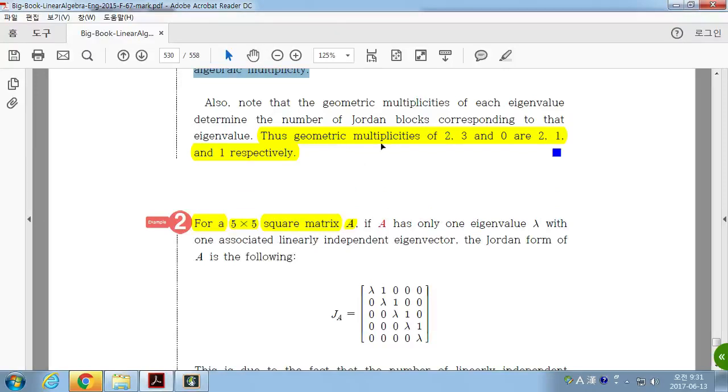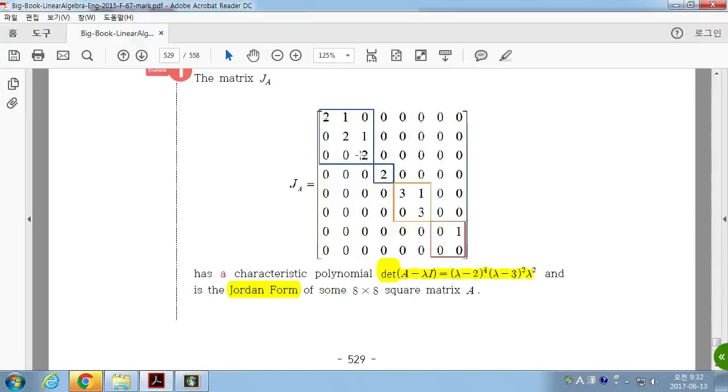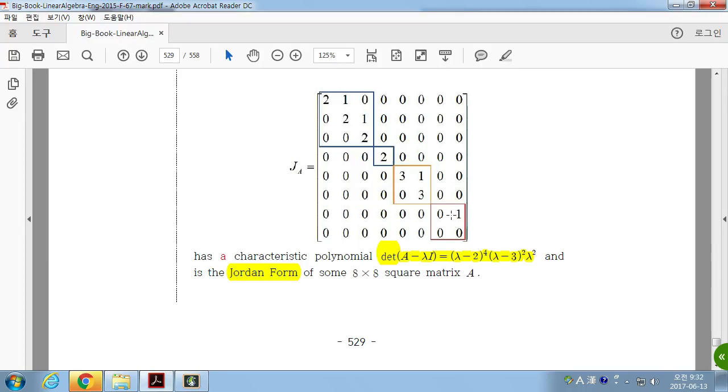And the geometric multiplicity of an eigenvalue is the number of Jordan blocks. So what's the number of Jordan blocks of eigenvalue 2? 2. So that's the geometric multiplicity of eigenvalue 2. We have one Jordan block for eigenvalue 3, which means the geometric multiplicity of eigenvalue 3 is 1. And we have one Jordan block corresponding to eigenvalue 0, so its geometric multiplicity is 1.